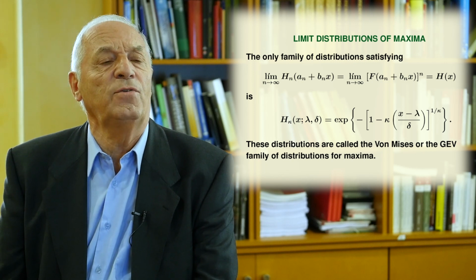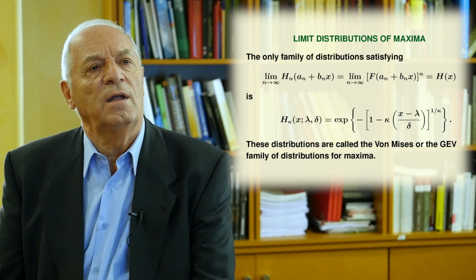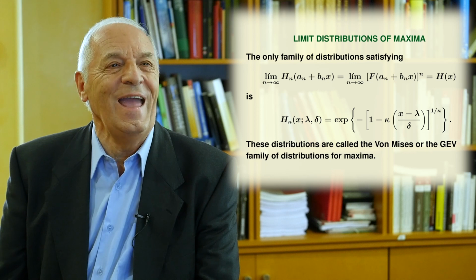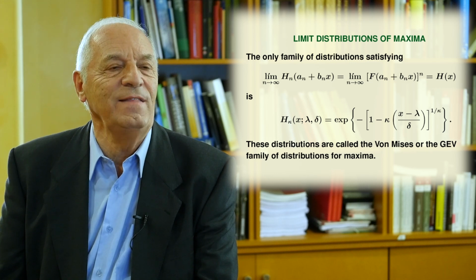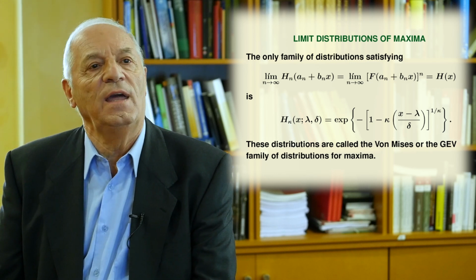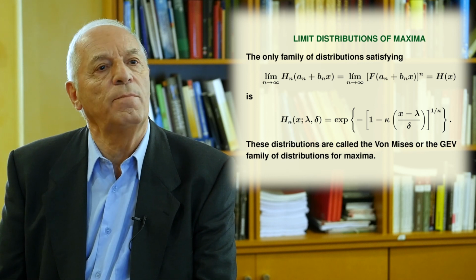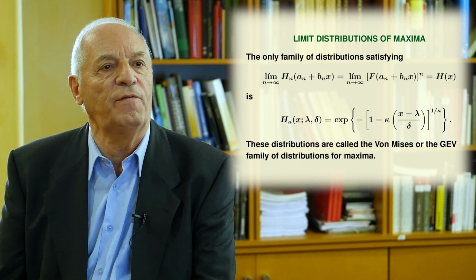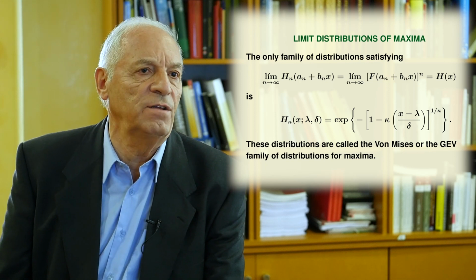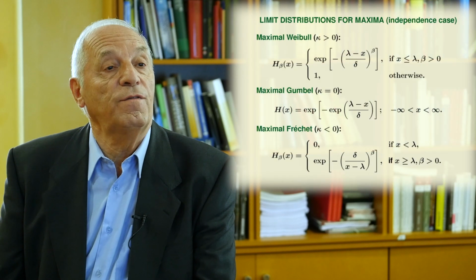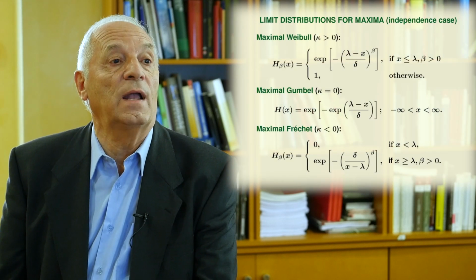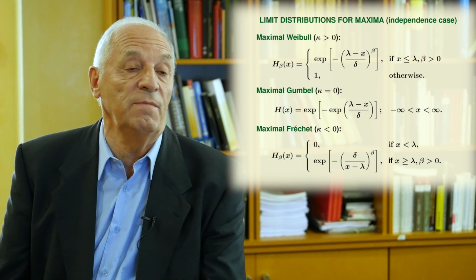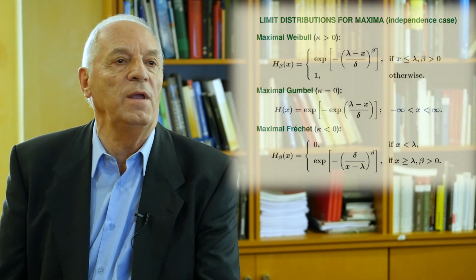Then there is a very interesting theorem that says that given any parent distribution, any distribution, the limit distribution possible when n goes to infinity, all of them belong to a single family, which is the generalized extreme value family. This family includes three subfamilies: the Weibull, the Gumbel, and the Fréchet families for maxima, or the corresponding for minima.